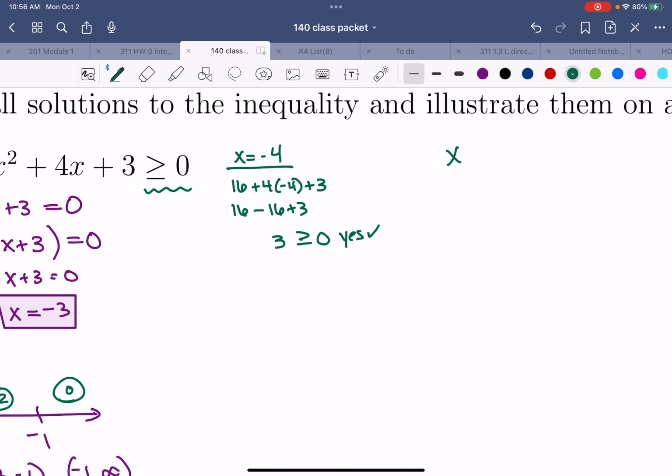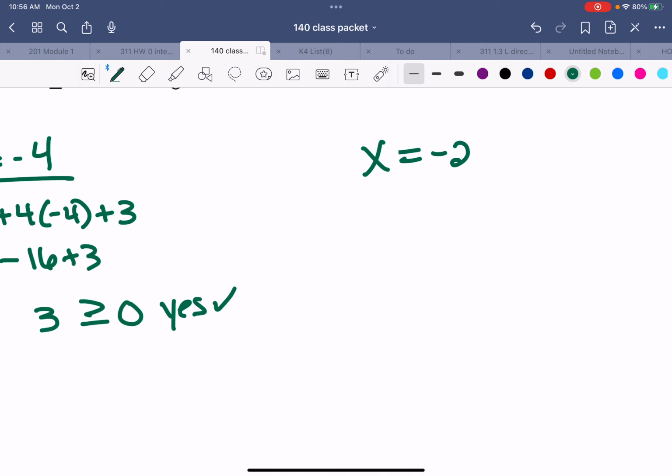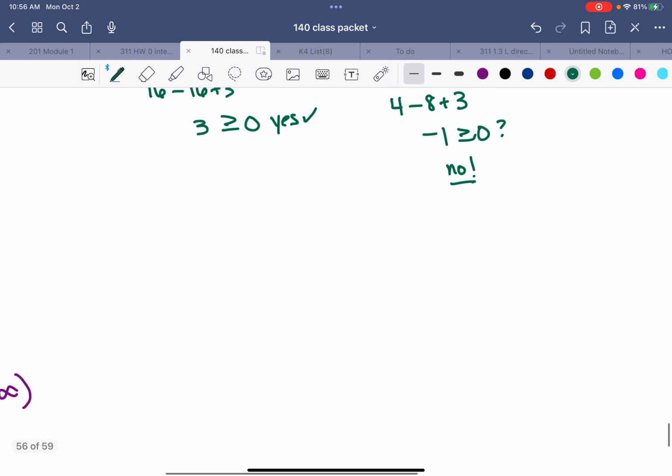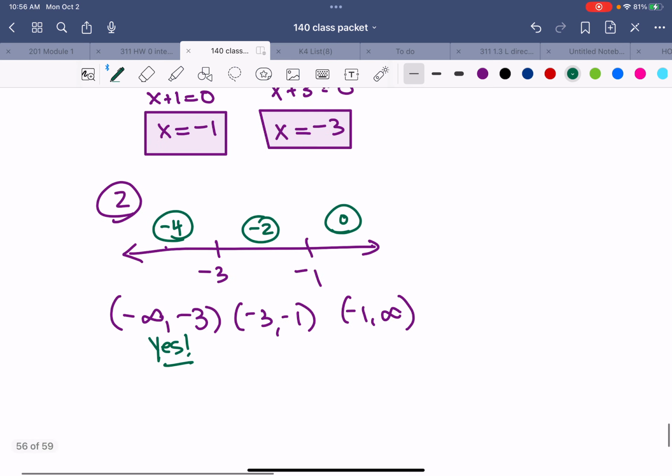Then we're going to check the -2. So if x is equal to -2, we're plugging into the original. So -2 squared plus 4 times -2 plus 3 is what's on our left. So this is 4 minus 8 plus 3. 4 minus 8 is -4, plus 3 is -1. And the question is, is that greater than or equal to 0? And the answer here is no, it's not. So that means we're not going to use the interval where -2 is. So we're going to cross that one out.